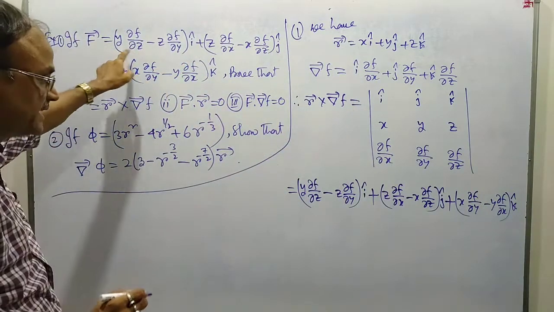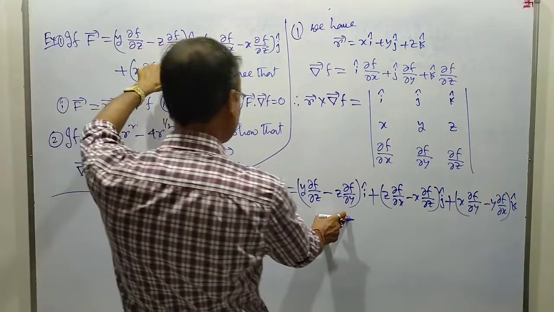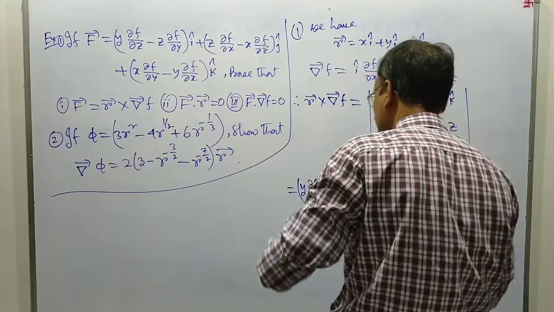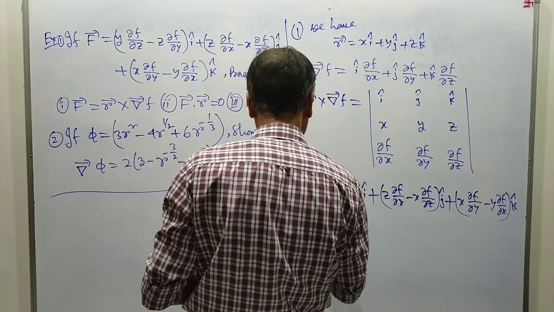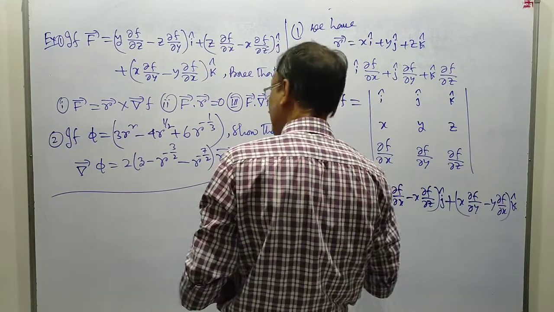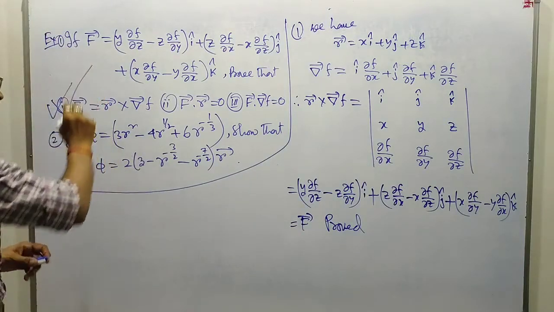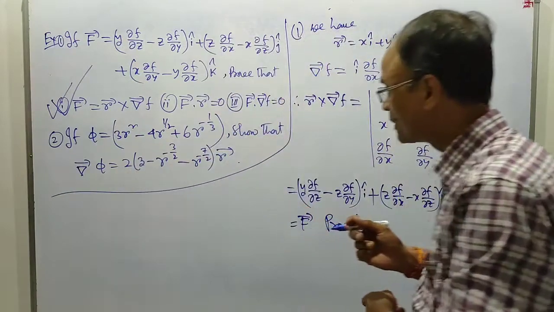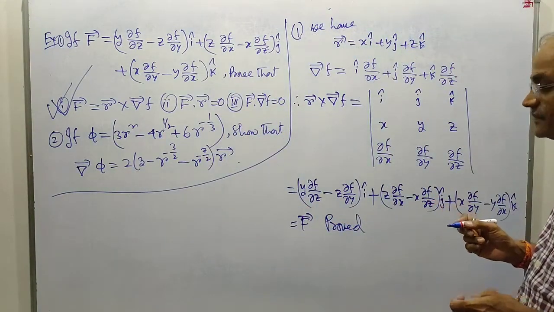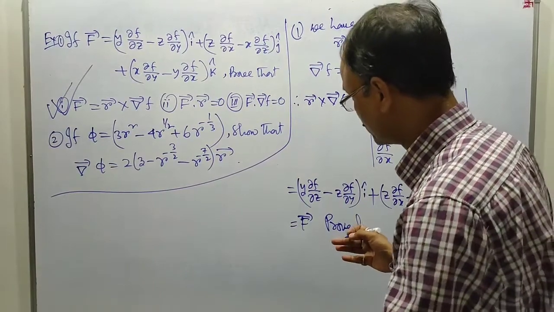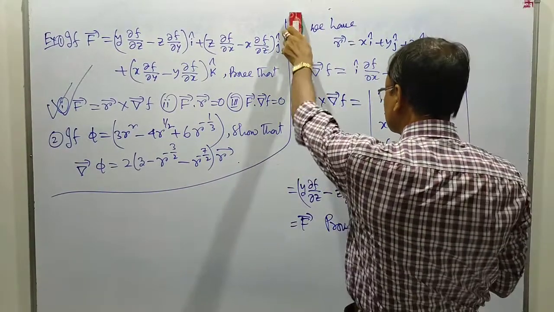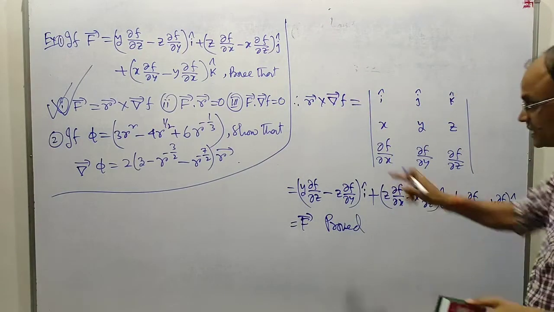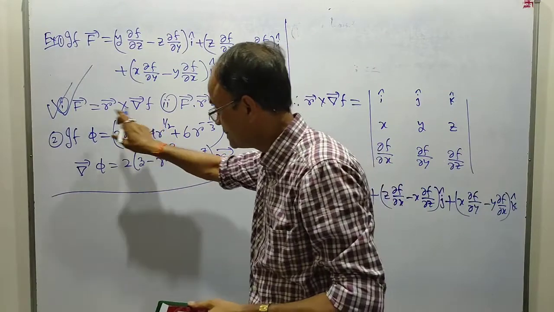You see, this one i cap plus z, this one j cap plus x ∂F/∂y, this is nothing but F vector. Proved. Number 1 has been proved. We have proved number 1. Now let us try to prove number 2. R vector cross this equal to F vector.